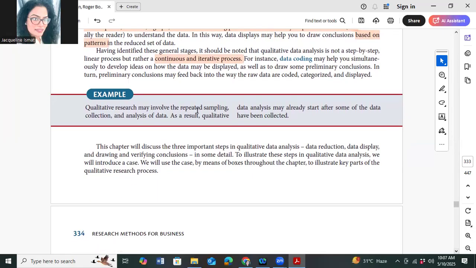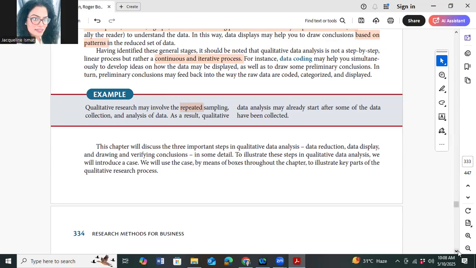So qualitative research may involve repeated sampling, collection, and analysis of data. Repetition is a very key word. In quantitative studies we sample once, right? Data collection happens once, depending on the nature of the study, and analysis of data we do more or less one time. In a qualitative study this can be iterative. We can revisit sampling again and again, and analysis of data again and again, to see patterns, for instance, or to do coding. So as a result, qualitative analysis may already start after some of the data have been collected.